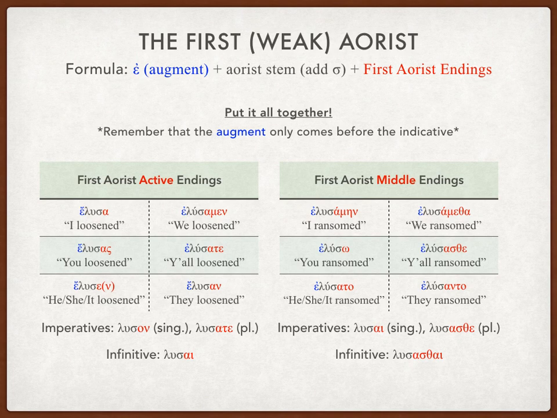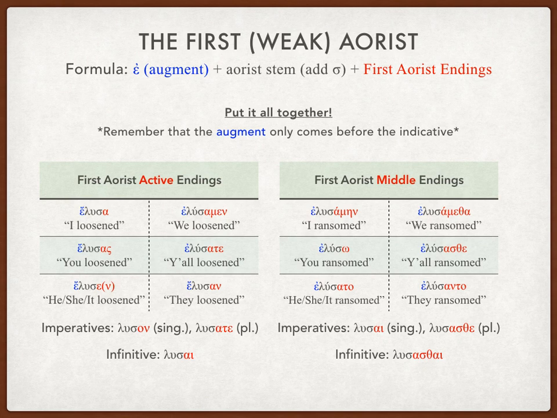Elusamen, very simple formula. Epsilon at the beginning, sigma at the end of lu to give me my aorist stem, and amen for my middle ending. Elusamen will mean I ransomed. That's the middle meaning of luomai. So remember, when I change some verbs to the middle, the meaning of the verb is going to be different. Elusamen, I ransomed, I loosened for my own benefit.